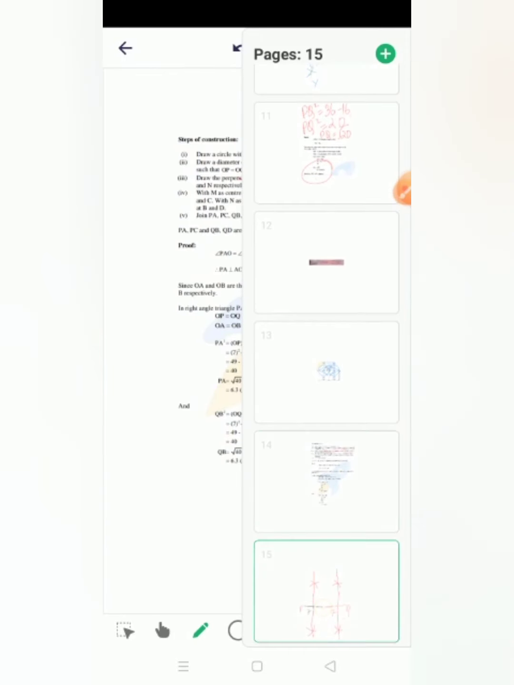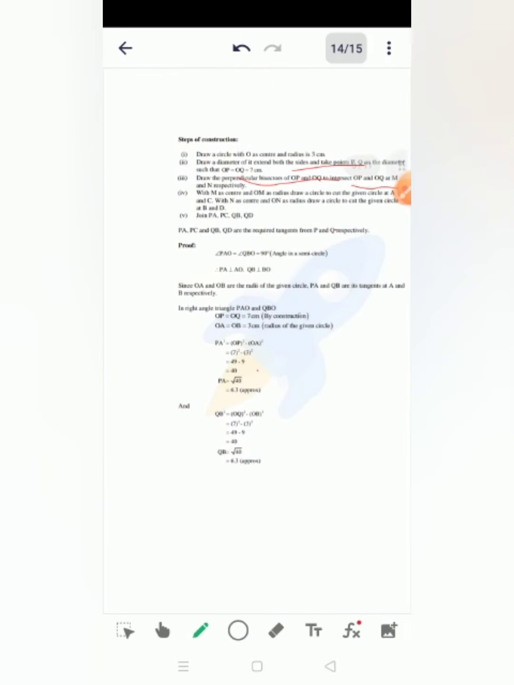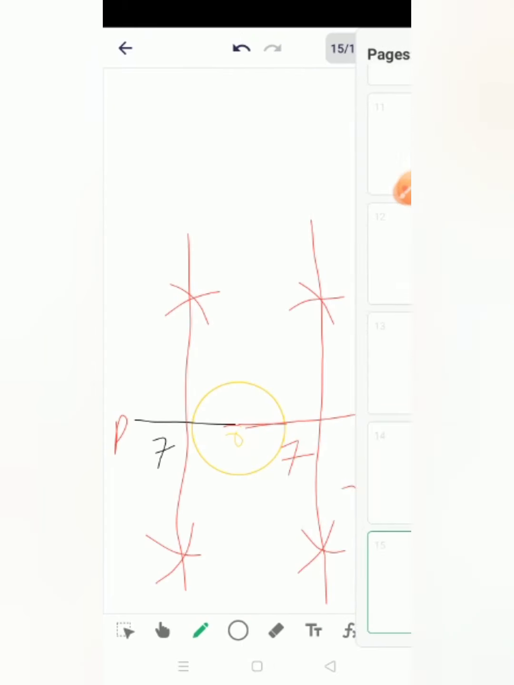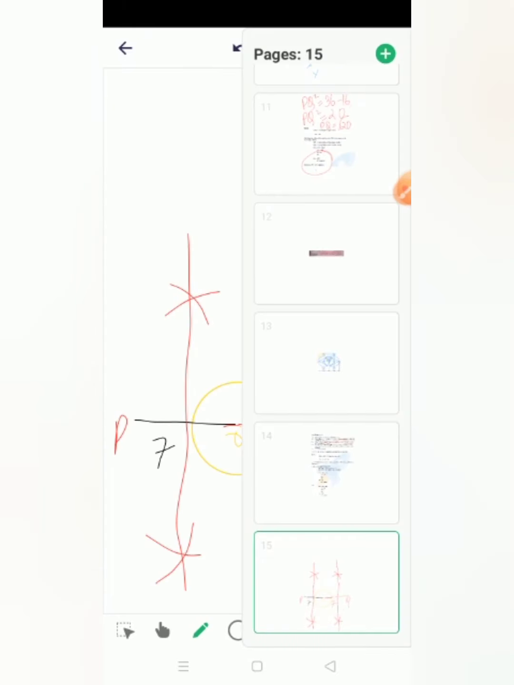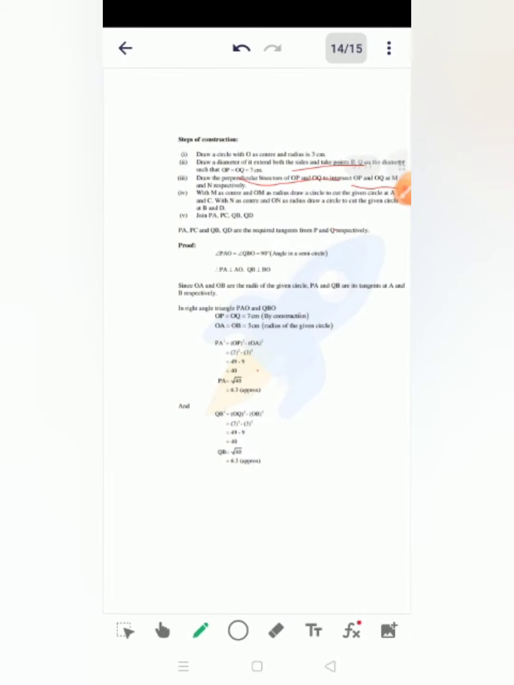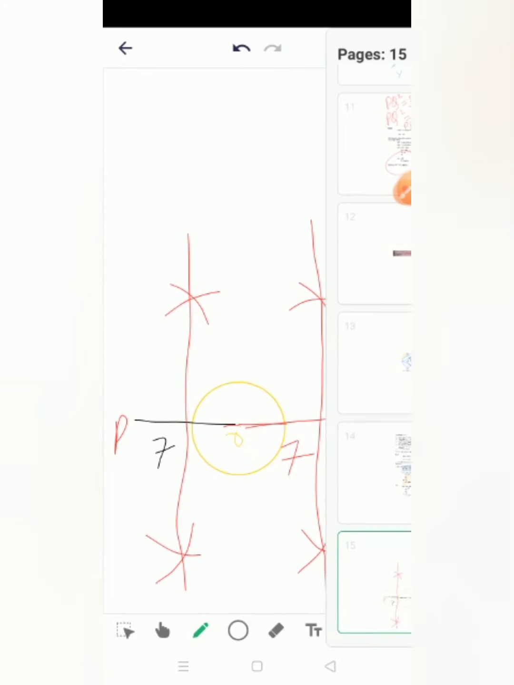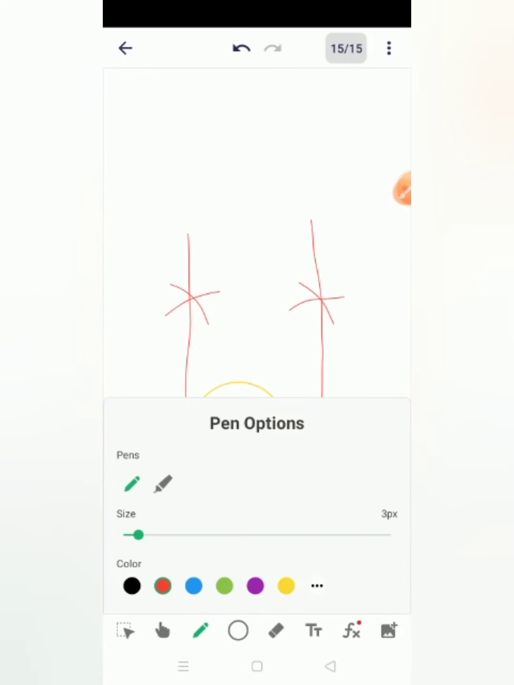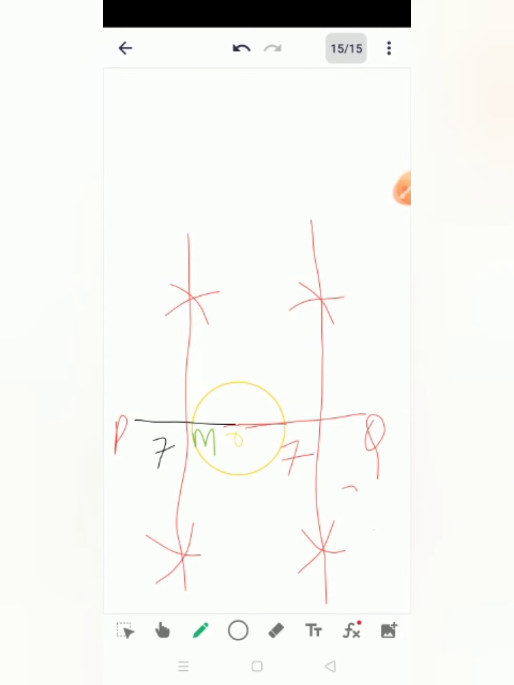After that, you name these points, let's do the same as what has been done here, M and N. Let me change the color. This point is M, and this point is N.